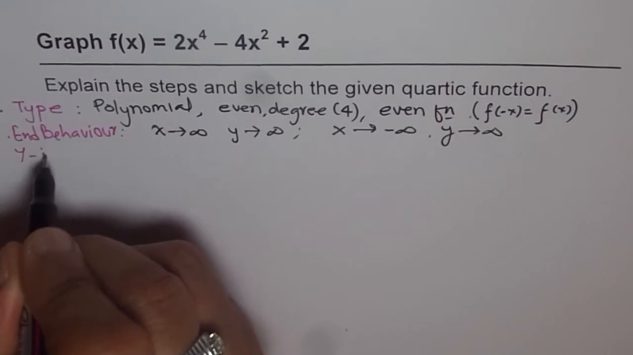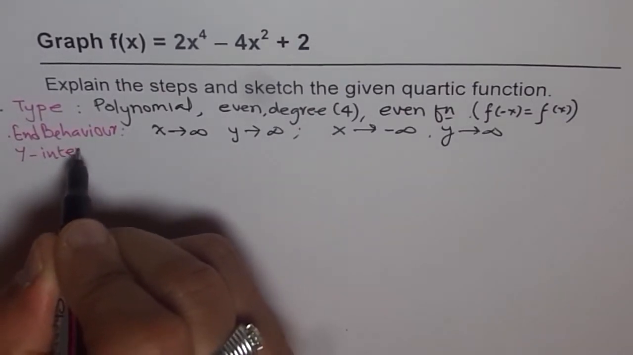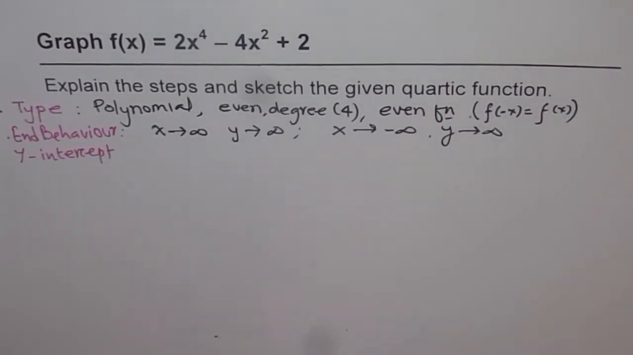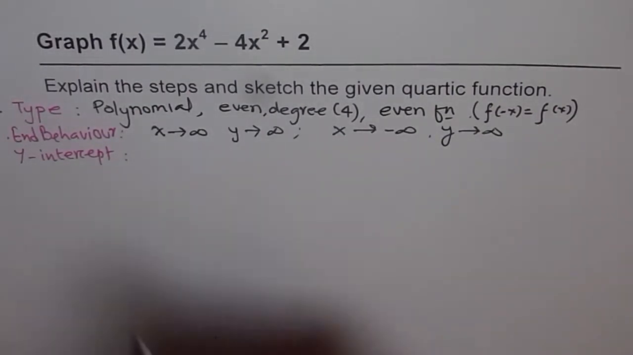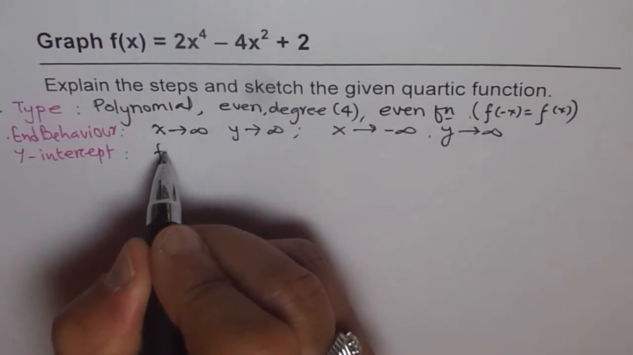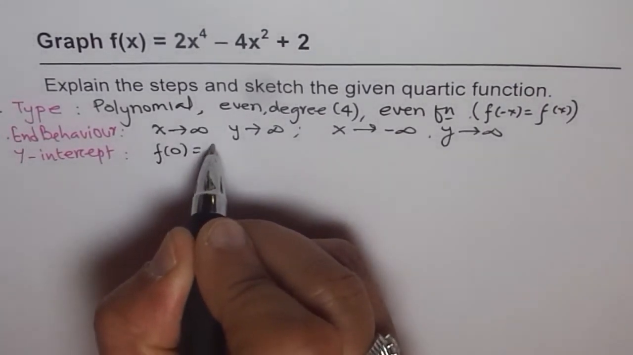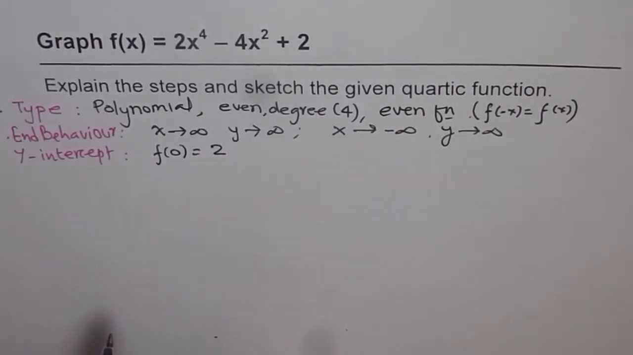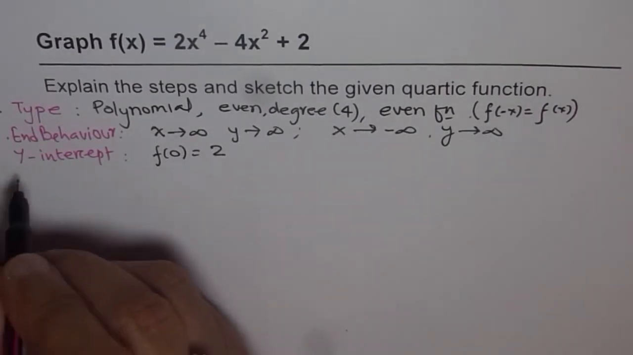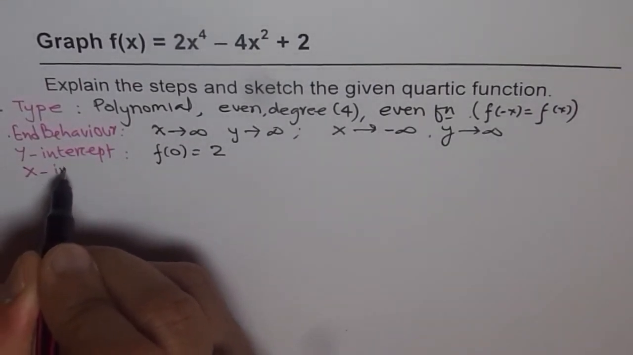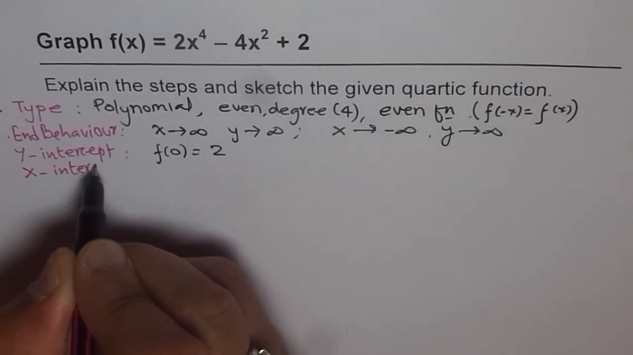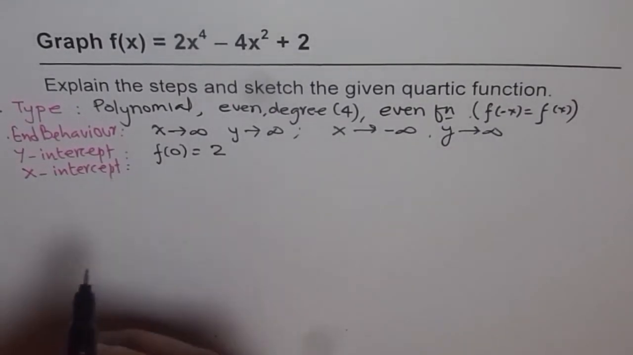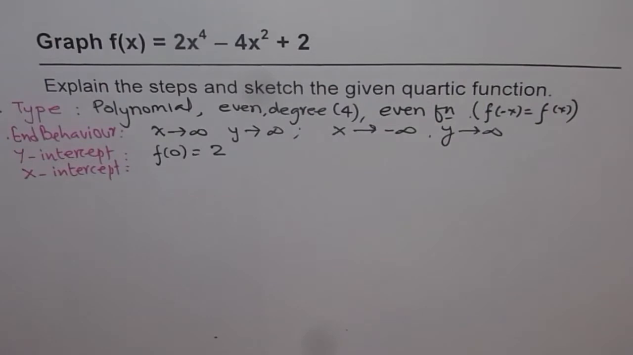The y-intercept is always easy, so let me write that first. The y-intercept is basically the value of the function at x equals 0, right? So f of 0 for us is 2. That's it. Now how about the x-intercept? For x-intercepts, we have to do a lot of work. At times, if it is very difficult, just forget about it, right? Now in this case, it is kind of simple, and therefore we'll go ahead with it.